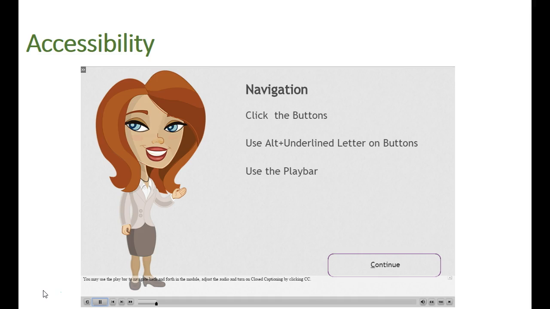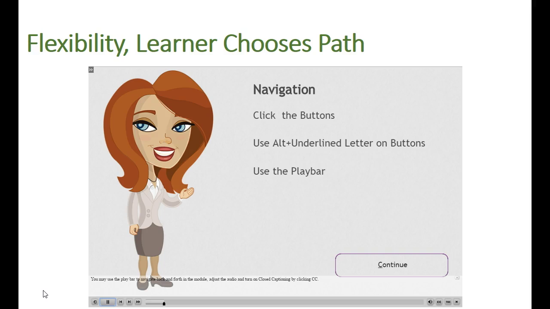So in this particular case, I also wanted to invoke flexibility. The learner chooses the path. The learner has the opportunity to decide where they want to go and how they want to get there. So when there's a continue button, they'll have the opportunity to choose that. They have the option of going back and forth. They can look at closed captioning or not.